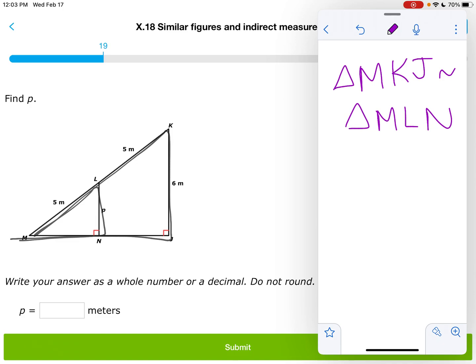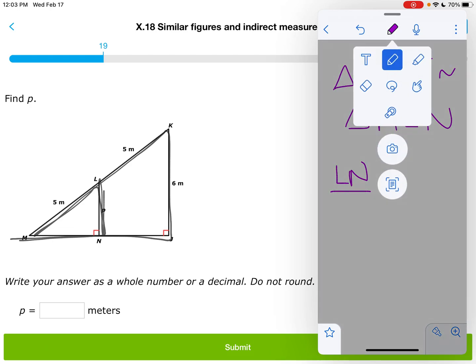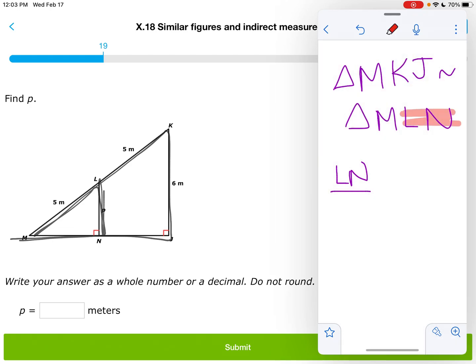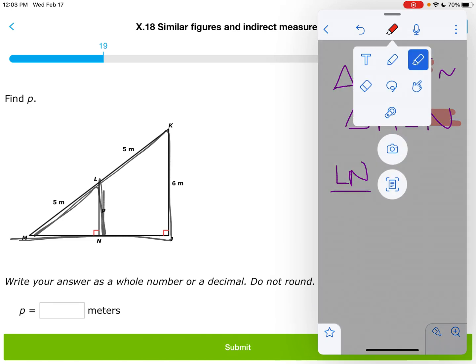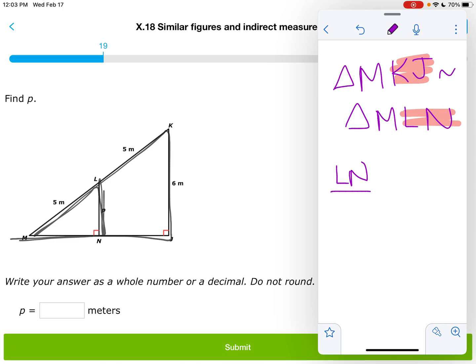Okay, we're trying to find side P. Well, if you notice, side P is LN, so that's what we're looking at right here. And LN is our last two letters, so we look at our last two letters on our picture. So KJ is really 6. So KJ is equal to.